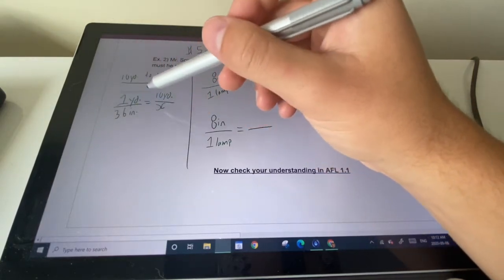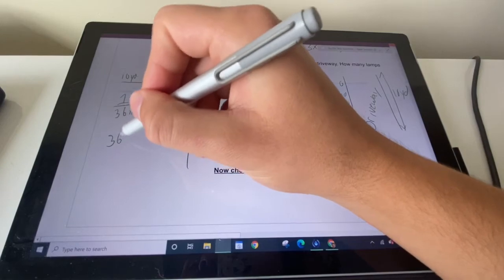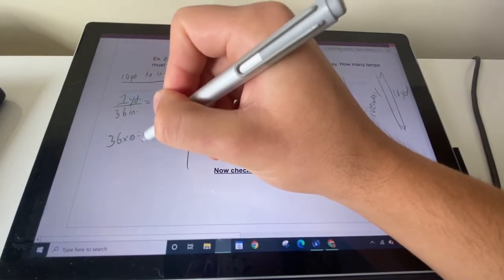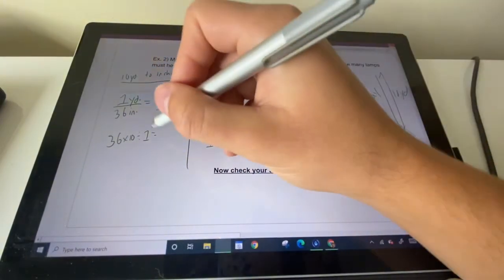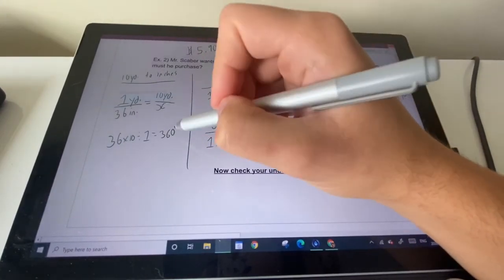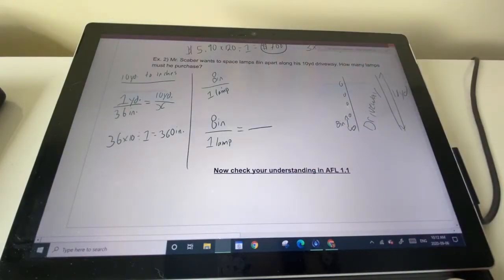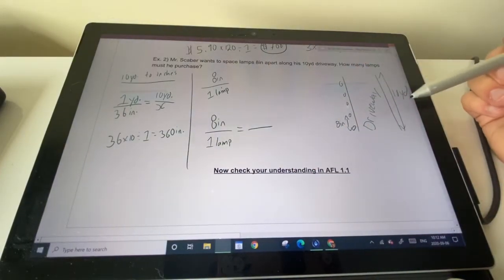Well, we're going to cross multiply, divide here. So 36 times 10 divided by 1. And that will give me 360. And what is this measured in? Well, we're converting it into inches. 360 inches. Now we know that 10 yards equals 360 inches.